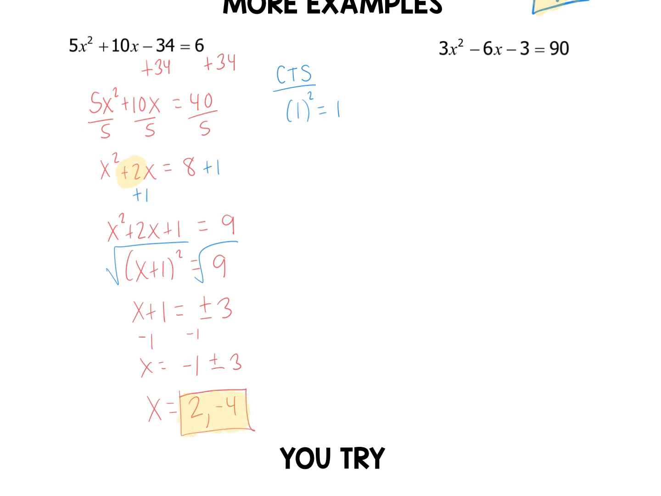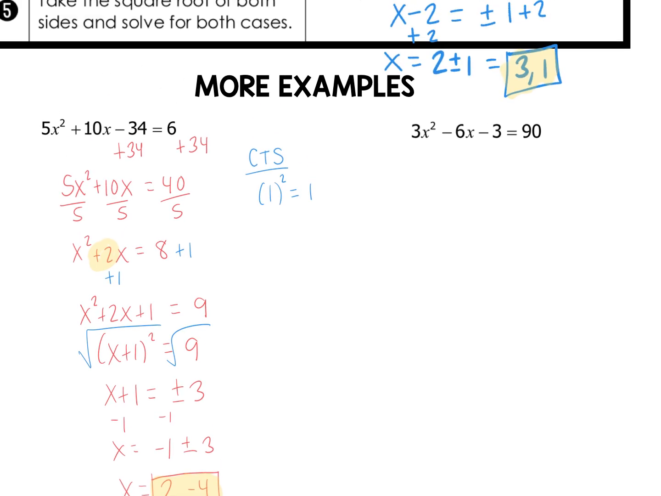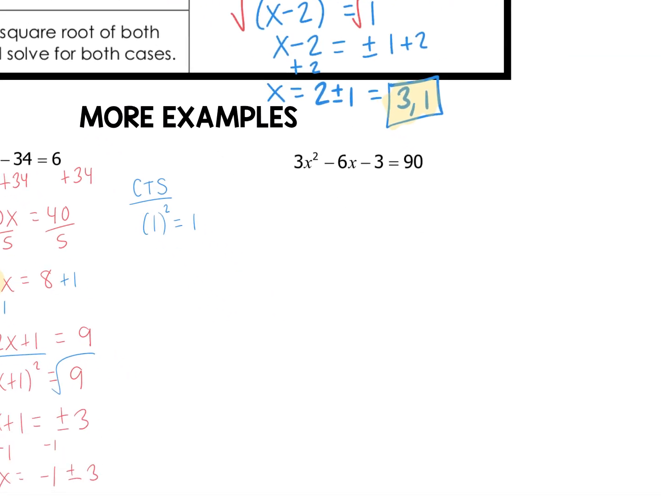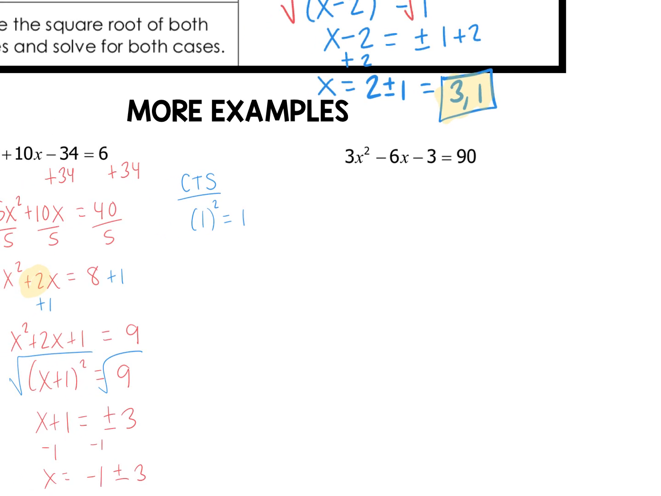Let me just have one more example. So on this one, following these steps again, here I want to move 3 to the other side. So add 3, we get 3x squared minus 6x equals 93. Then we want to divide by a, so I'm going to divide by 3, divide by 3, divide by 3. I get x squared minus 2x equals 93 divided by 3 is 31.